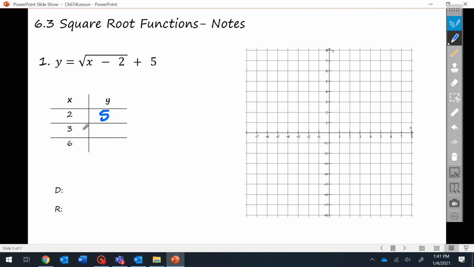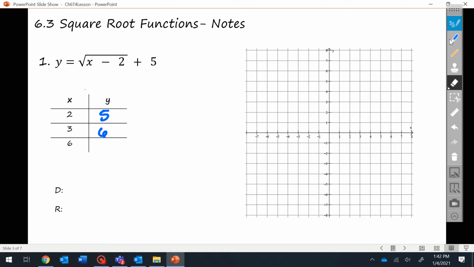Alright, let's pick another point, 3. So we'll plug in 3. Instead of x minus 2, it becomes 3 minus 2, which is 1. So we got square root of 1 plus 5. Square root of 1 is just 1, so it's 5 plus 1, which is 6. Okay, so when you plug in 3, you get 6. So 3 comma 6 will be our next point.